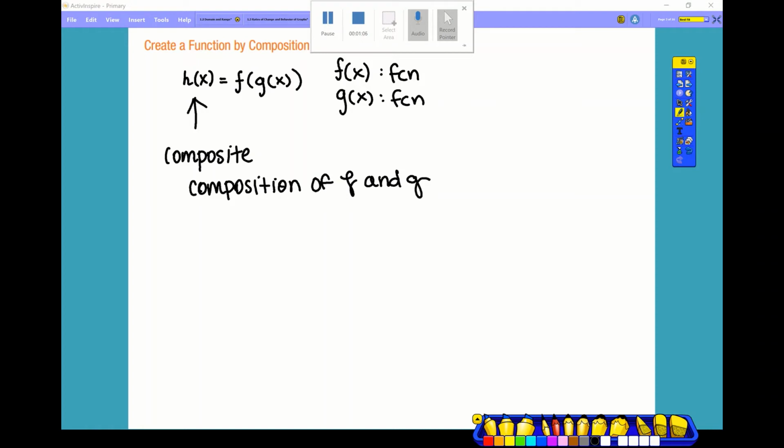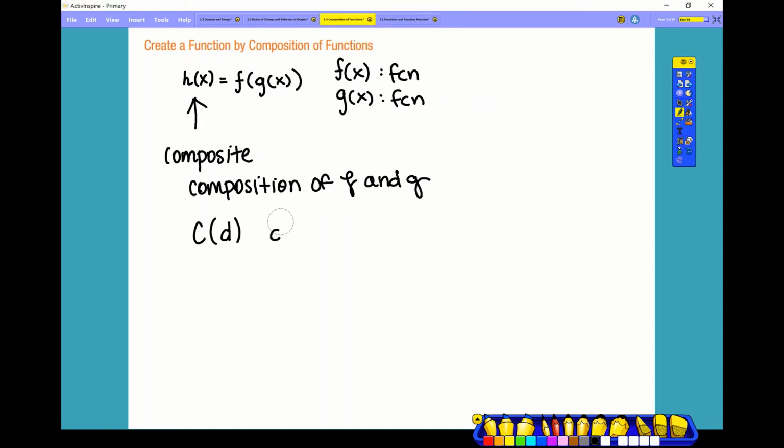There will be special restrictions on this domain since you do have a function inside of a function. This would be comparable to if you had the cost of running your air conditioner on a given day, and then that is going to depend on the temperature. So a function within a function is how we should think about it.